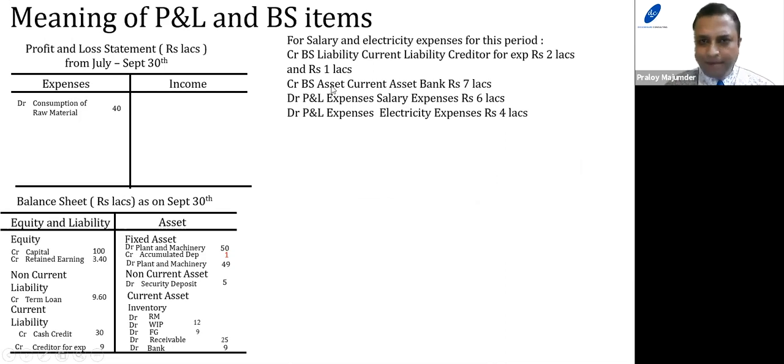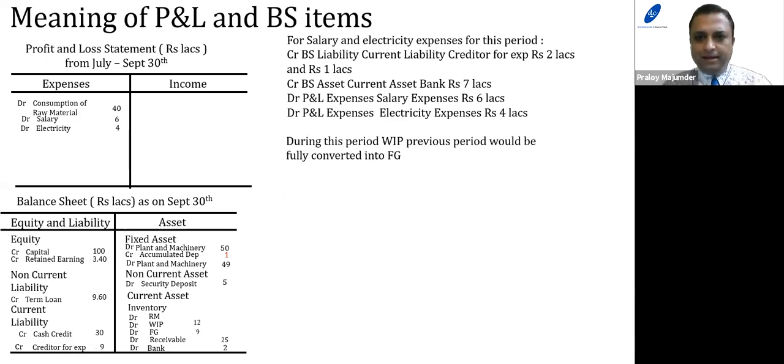Now from the bank, 7 lakhs would be paid. So here, credit balance sheet, asset, bank. On the asset side, credit is why it is coming as a negative. So the closing balance would be 2. Now, the second entry of this transaction would be debit P&L expenses, salary 6 lakhs, and debit P&L electricity of 4 lakhs. That's what we have discussed in the previous lecture sessions.